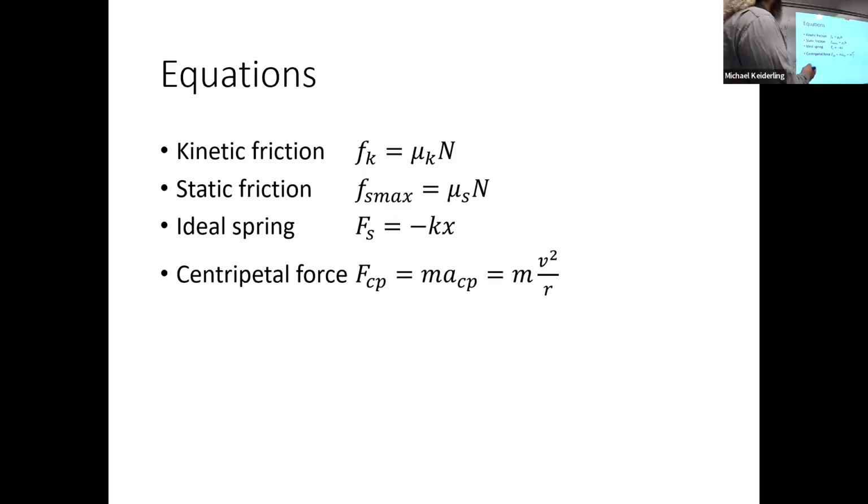So kinetic friction is mu kinetic times normal force. Static friction, the maximum is mu static times normal force. An ideal spring, the force is minus kx. And for centripetal force, that's mass times acceleration centripetal, which is mass times velocity squared over radius.